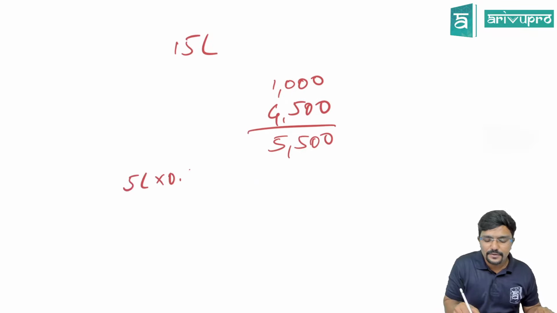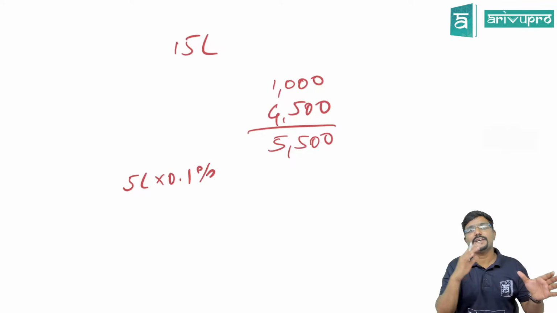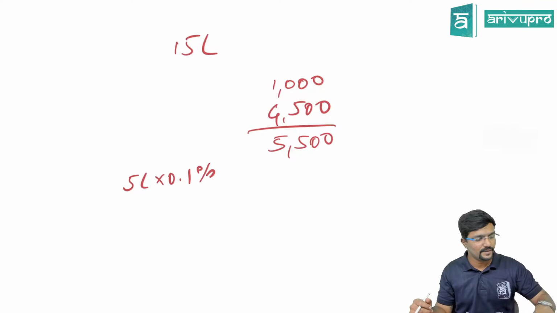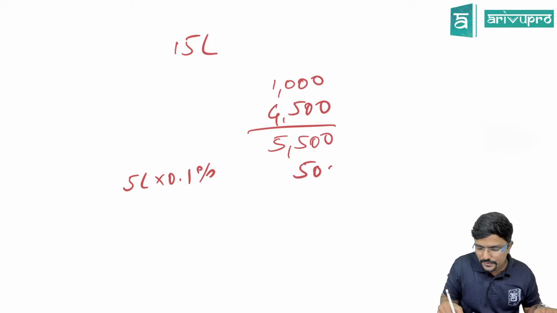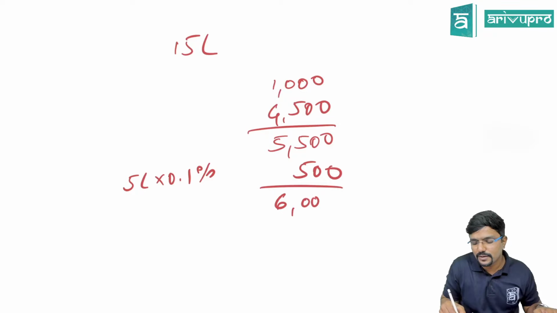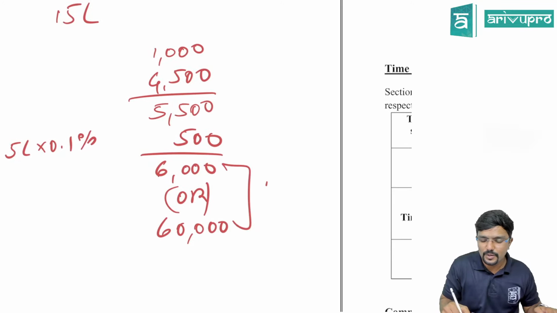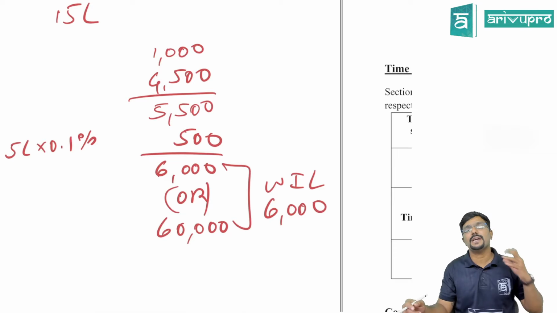5 lakh, right? That is more than 10 lakh, but up to 15 lakh. So 5 lakh into 0.1%, which comes to 500 rupees. So how much is the amount here? 6,000 or 60,000, whichever is lower. Whichever is lower. So what is the value of supply? 6,000. I just gave an example.